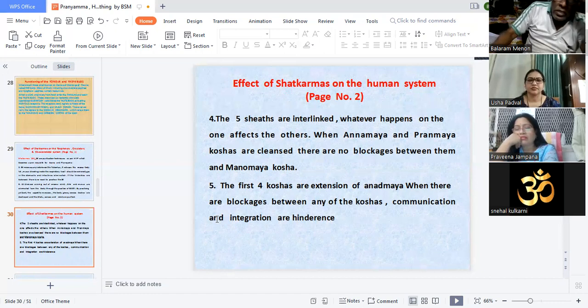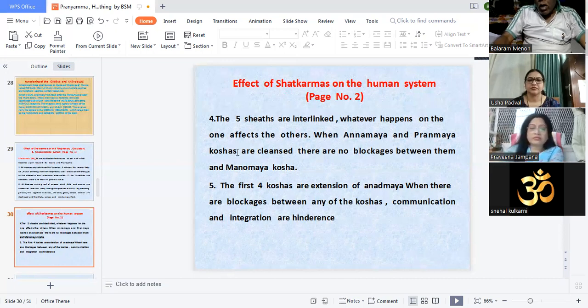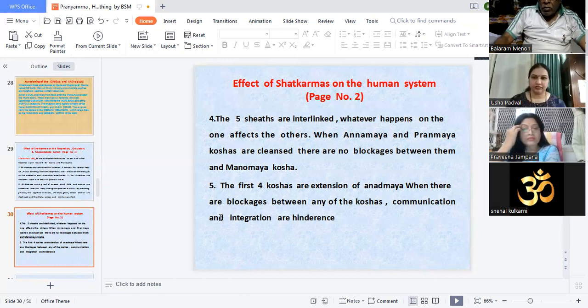When there are blockages between them, in Panchakosha remember, the outer body is Annamaya kosha, which is gross level, and Anandamaya kosha at the bliss level is subtle. As you move inside and inside, the subtler part takes place. Means it's very minute. Any difficulty till now?